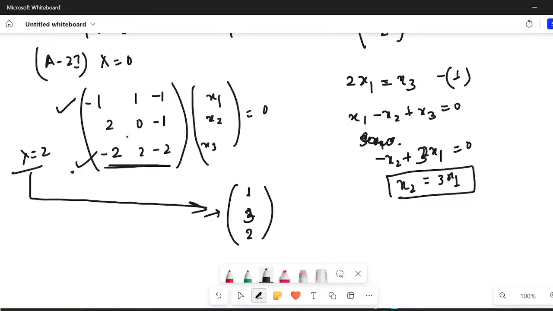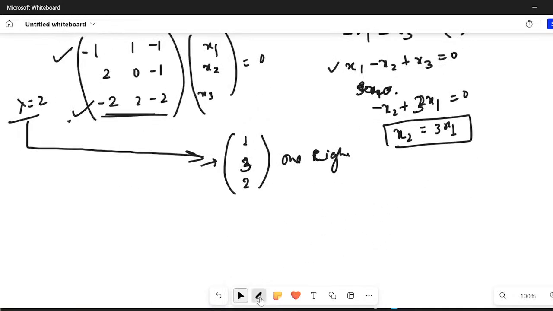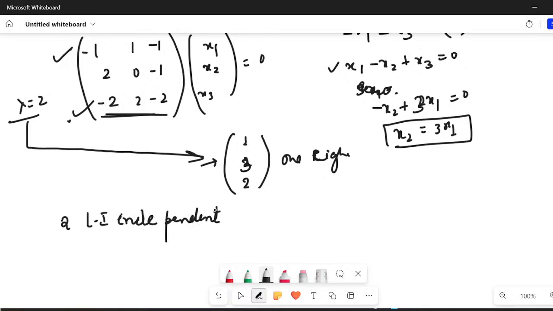So originally you have only two equations, this equation number 1 and another equation from here. Are you getting my point? So only one independent eigenvector is here. So in totality, matrix A has two linearly independent eigenvectors. There are only two linearly independent eigenvectors.